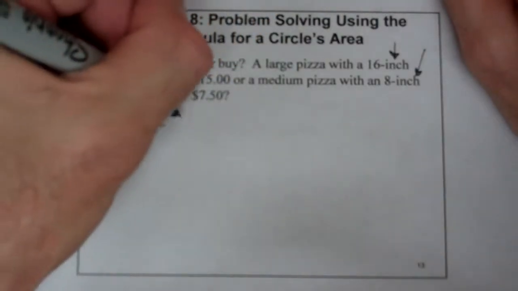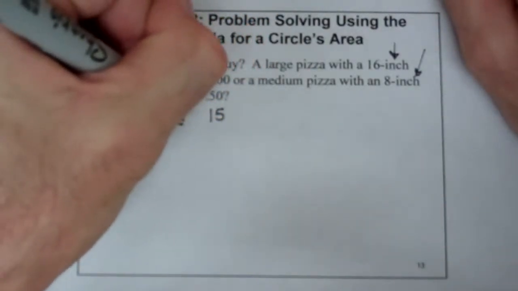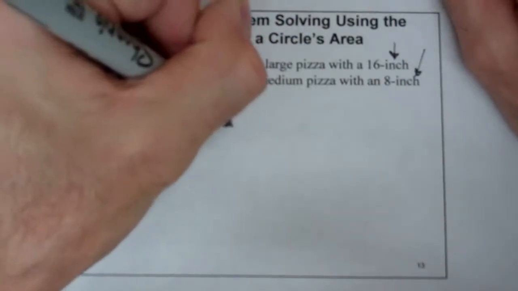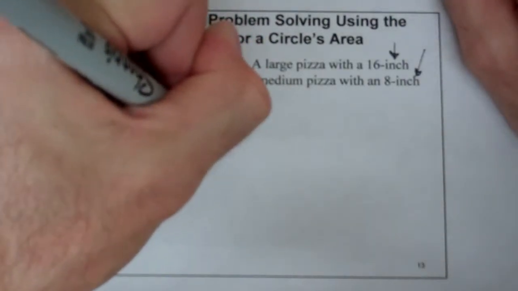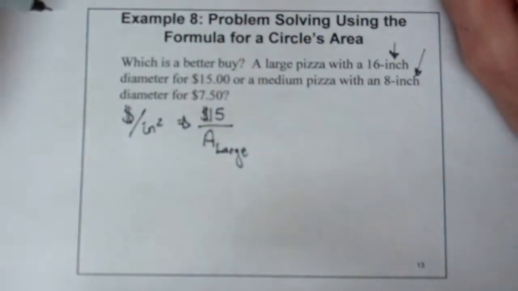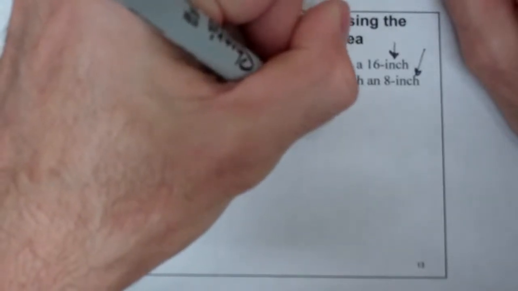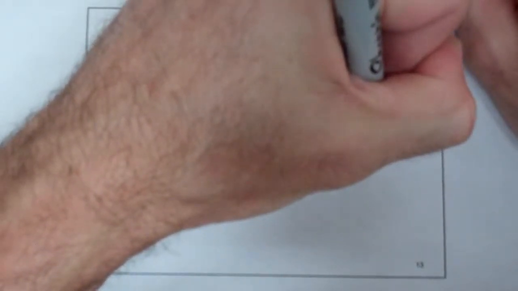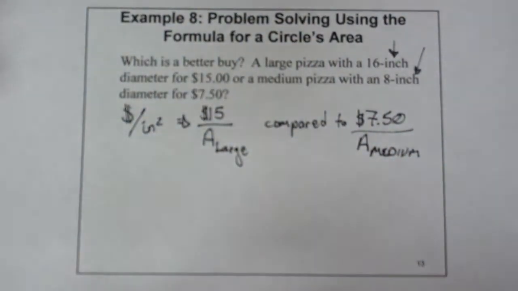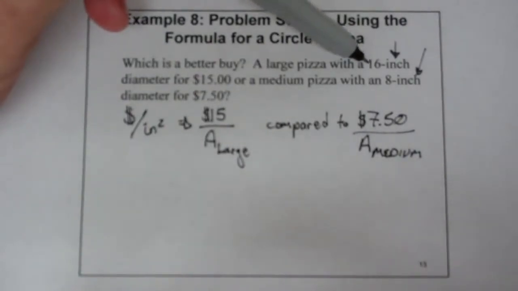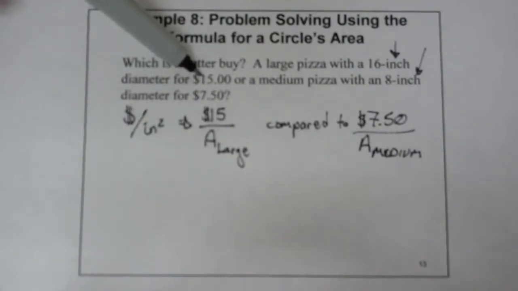So what I'm looking to do is figure out what $15 divided by the area of the large pizza is, and compare that to the $7.50 over the area of the medium pizza, right? And you're thinking, well, this one has twice the radius as this one, and this is twice the money as this one, so they should be equal.